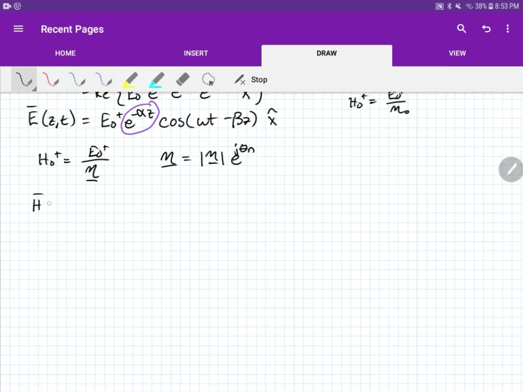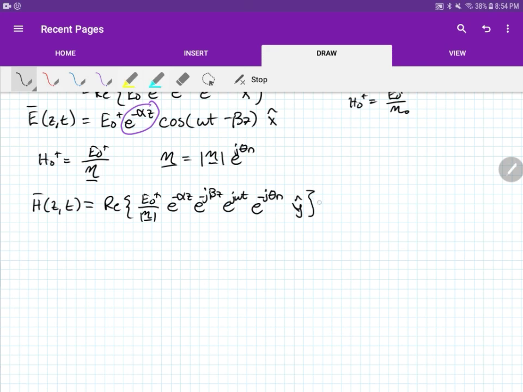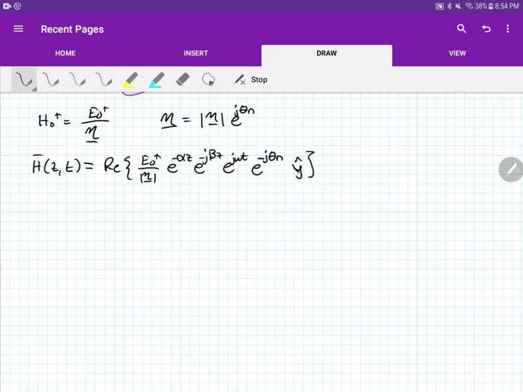So now we can write the instantaneous form of the magnetic field. Similarly, we can write it as the real part of E naught plus over the magnitude of eta, e to the minus alpha z, e to the minus j beta z, e to the j omega t, and now we're going to have an e to the minus j theta n as well in the y direction. And the y direction is due to the right-hand rule. If E is pointing in x, then E cross H must point in z, so H must be in the y direction.